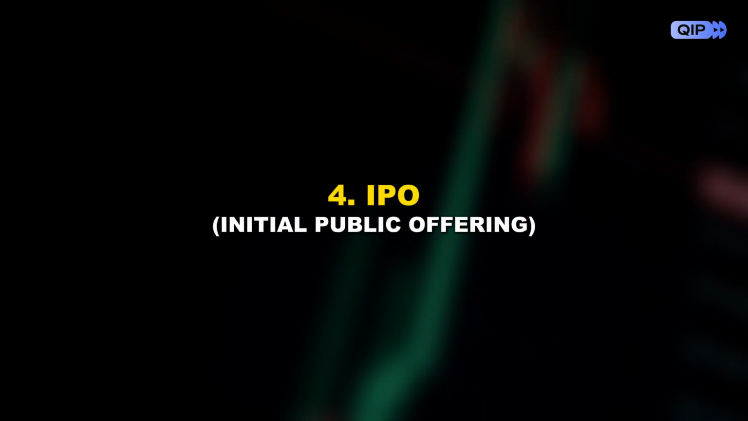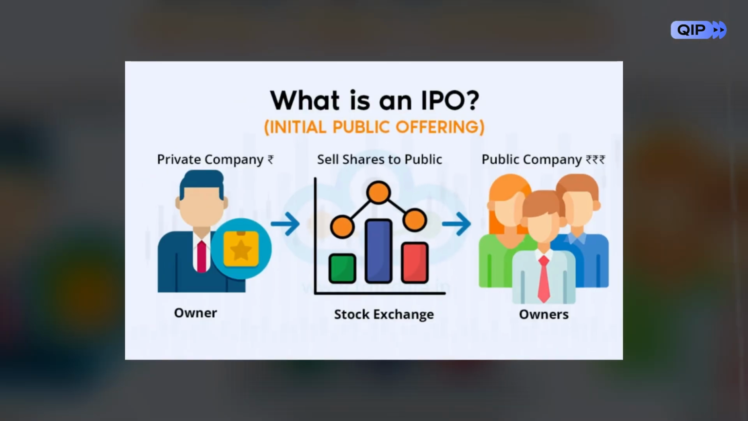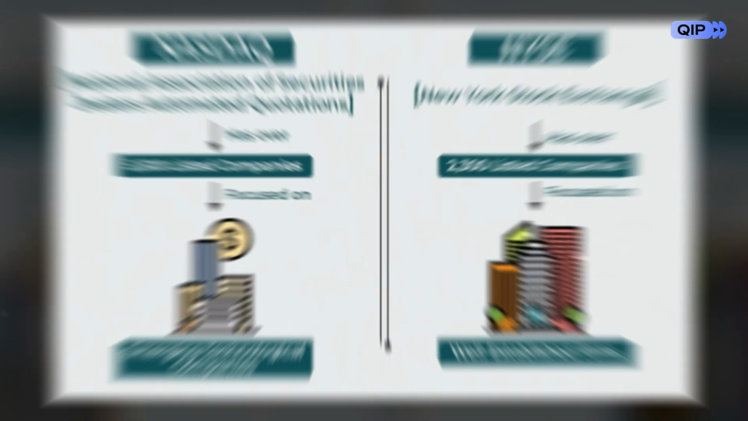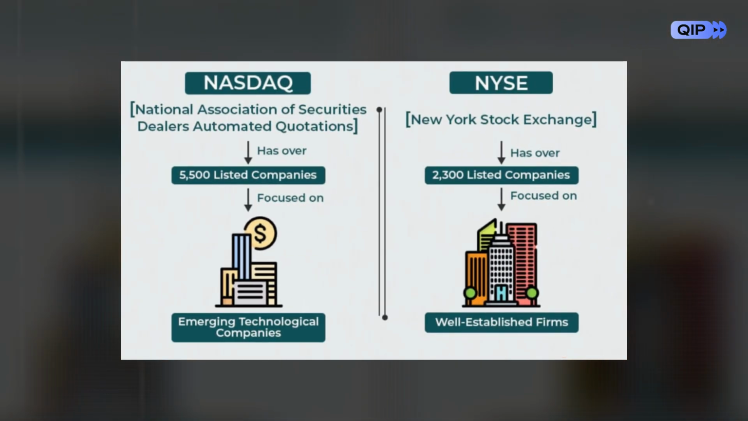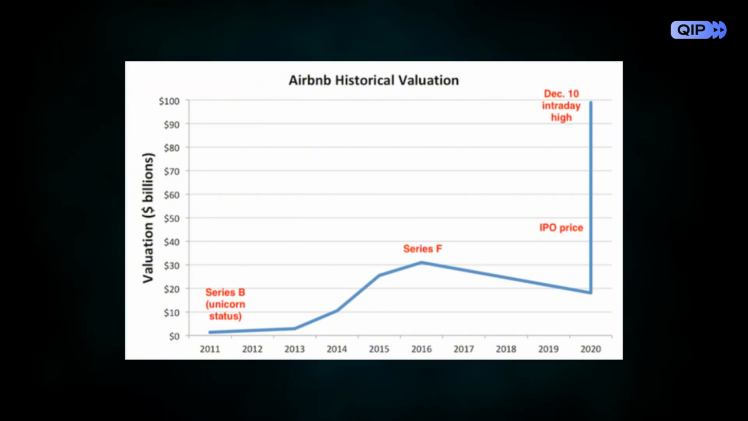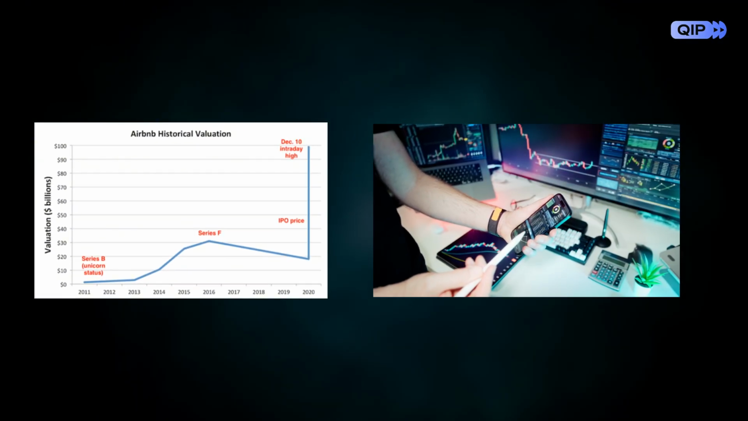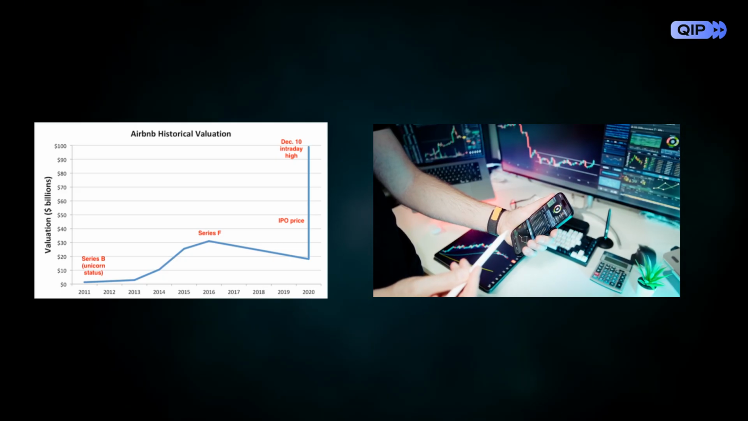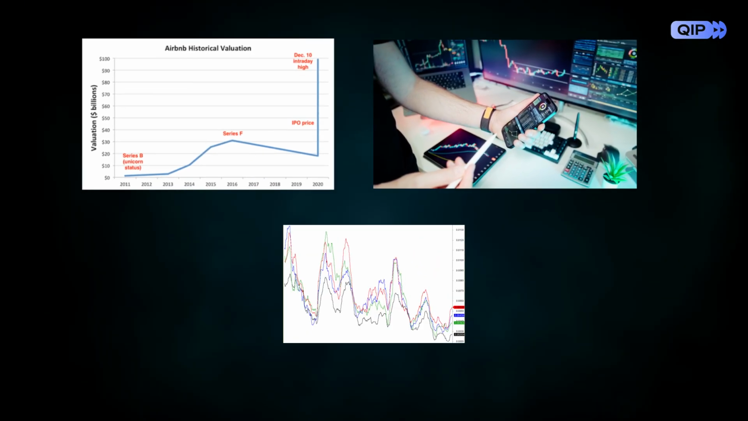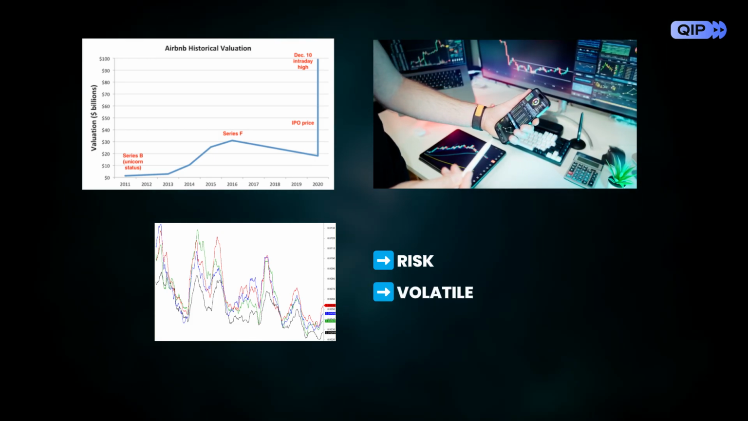4. IPO, initial public offering. An IPO happens when a private company sells its shares to the public for the first time, getting listed on a stock exchange like the NYSE or NASDAQ. For example, when Airbnb went public in 2020, its IPO allowed regular investors to buy shares and own a piece of the company. IPOs can offer exciting early investment opportunities, but they also come with risks, as the stock's price can be volatile in the early days.